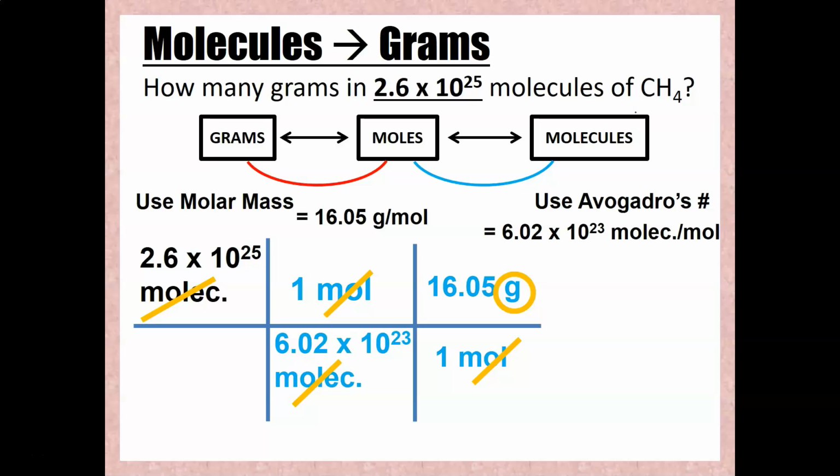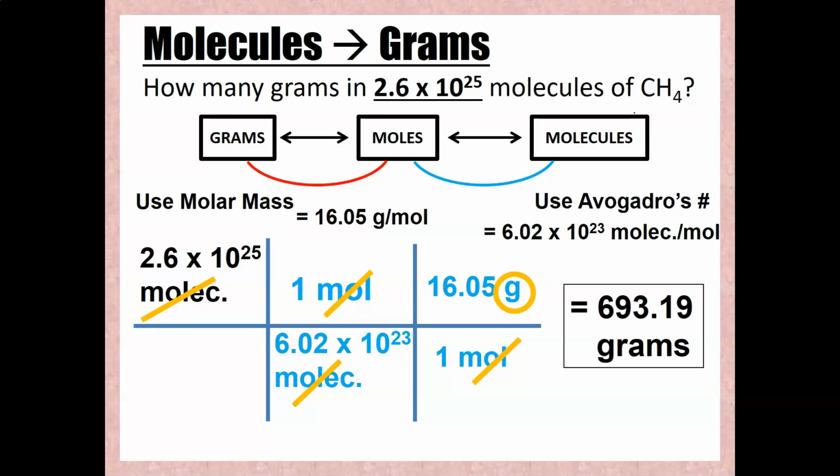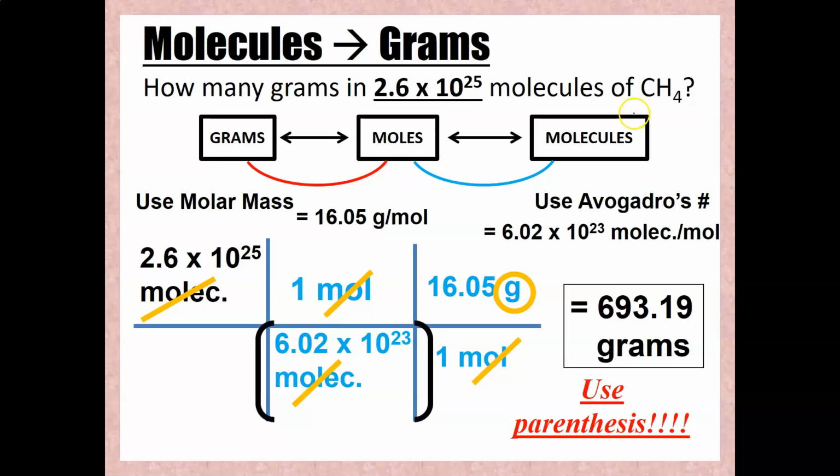Because we have that scientific notation on the bottom, we have to be really careful that we're using our parentheses in our calculator. We want to make sure that we keep that 10 to the 23rd down on the denominator. We don't want our calculator confused and flipping it up to the top. So if I have 2.6 times 10 to the 25 molecules of CH4, it would weigh about 693 grams.